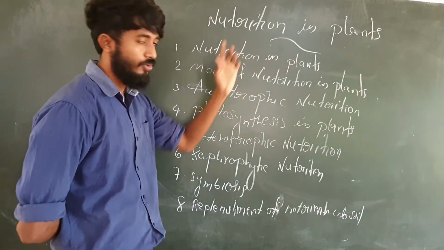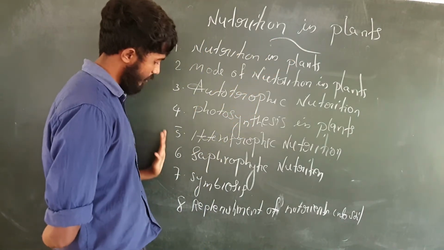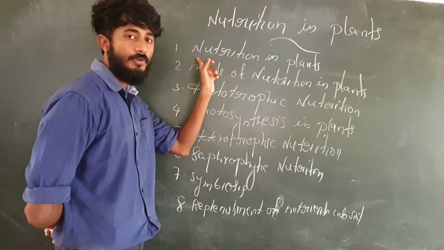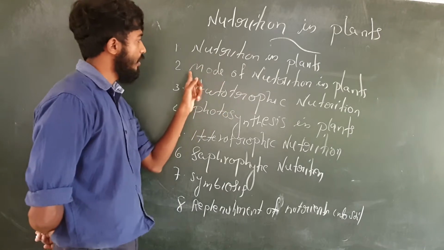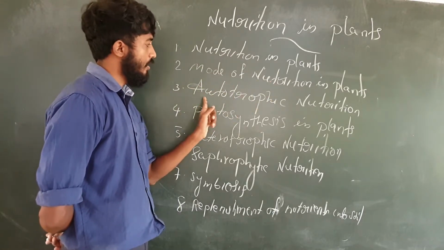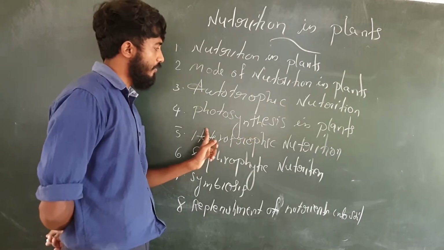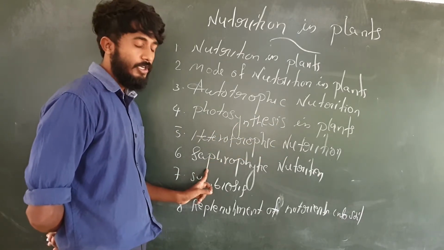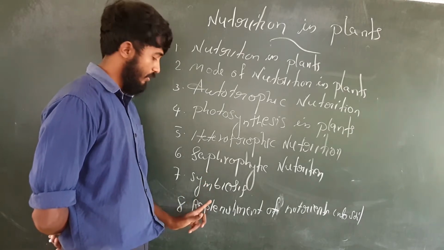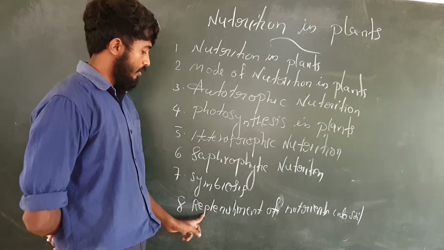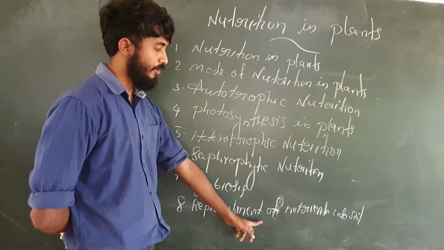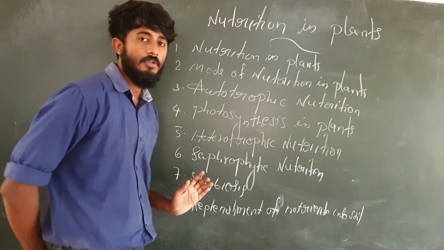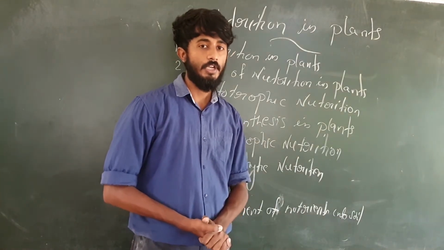Today we are going to start the new chapter, that is nutrition in plants. In this chapter, we need to discuss mainly these 8 topics. So, let's see what they are. First of all, nutrition in plants and the mode of nutrition in plants, autotrophic nutrition and photosynthesis in plants, heterotrophic nutrition, saprophytic nutrition, symbiosis, and finally replenishment of nutrients into soil. These are the 8 topics we need to study in this chapter.